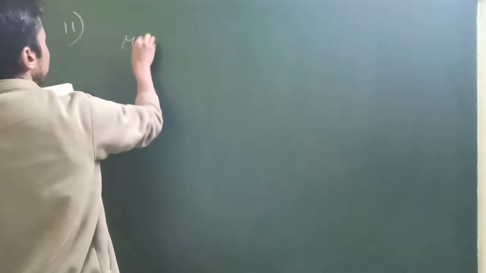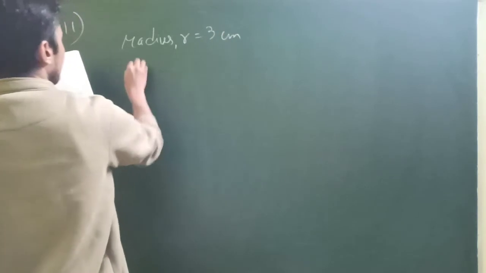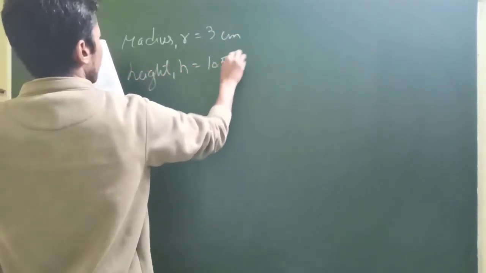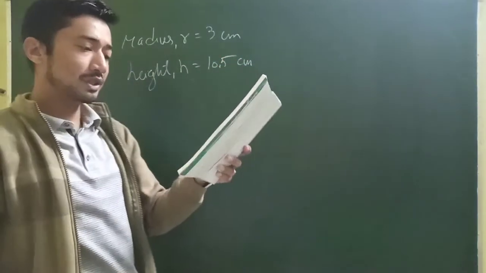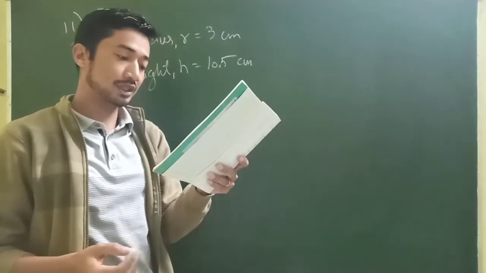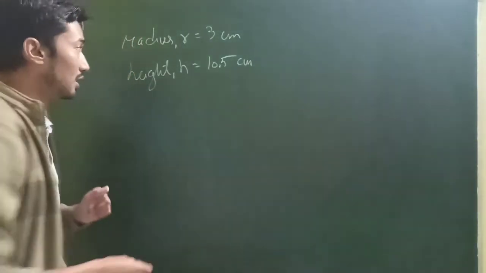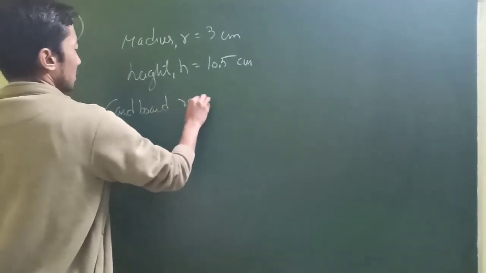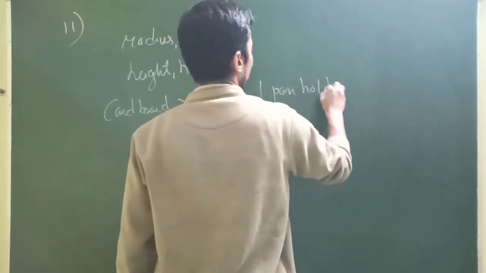So what we have is each pen holder is to be made of radius r 3 centimeter and height h 10.5 centimeter. The Vidyalaya has to supply the competitors with cardboard. If there were 35 competitors, how much cardboard was required to be brought for the competition? Let's find out the cardboard required for one pen holder.